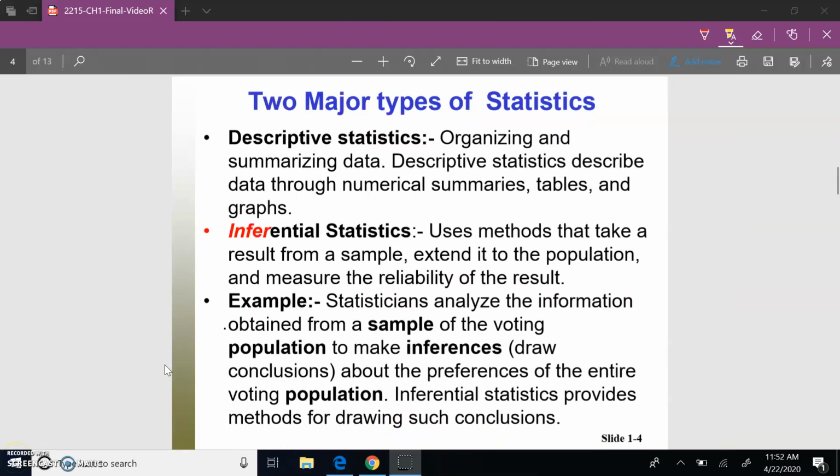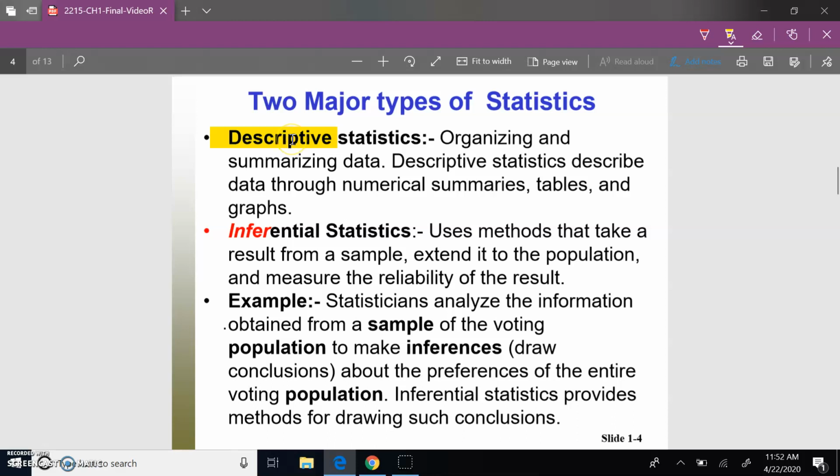Okay, let's now study two major types of statistics. One is called descriptive statistics, another one is called inferential statistics. First, we're going to concentrate on descriptive statistics. Look at the word descriptive. Can you tell me the root word for this word descriptive? That root word is describe.